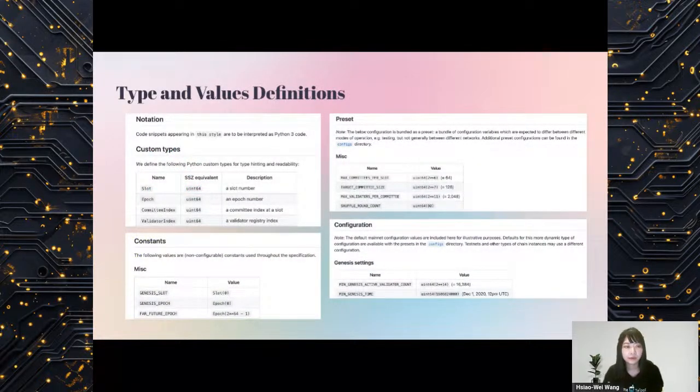Okay, so if you start to read it, you can start with the type and value definitions. We define the constants and some configuration values in markdown tables like this. So what is the name of this basic custom type, what is its SSZ equivalent, and also some description. Besides that, you can see we have the preset and configuration. That is basically the configuration that we set, but we manage them in different ways. So the values are defined in these markdown tables.